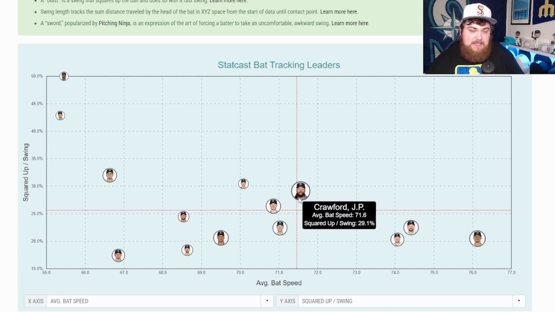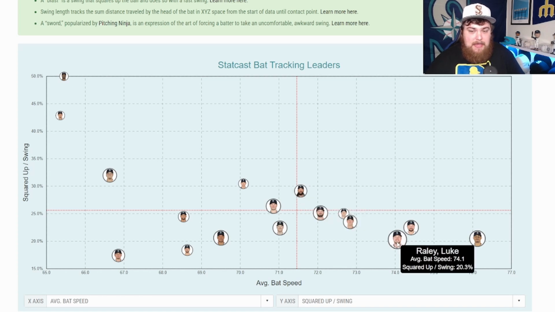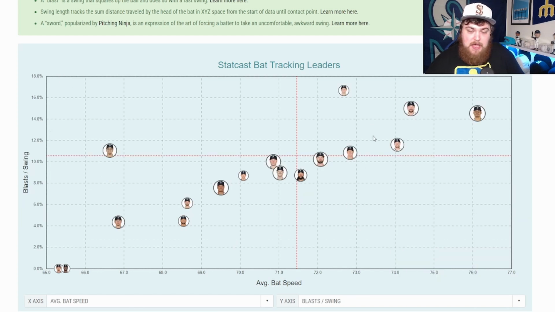I want to look at guys like JP Crawford, who, as far as bat speed and squared up percentage goes, is on the higher end of both. And Luke Raley, who's been super hot recently, is right around Cal Raleigh's territory, which I guess kind of makes sense and kind of explains a little bit of the power maybe. When we change it to blasts per swing, Dominic Canzone is pretty high up there at 16.7%. Luke Raley is also just above league average at 11.6. JP Crawford's a bit lower. Hopefully that gets a bit better once he comes back this road trip.